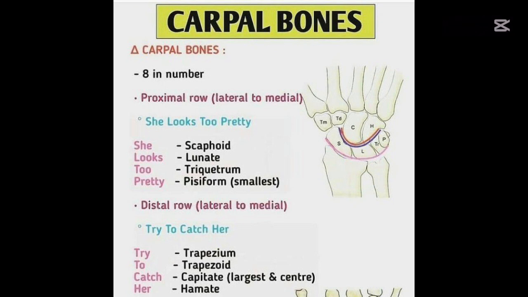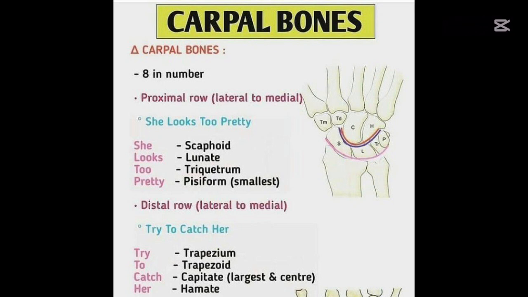Now in the distal row, you have the trapezium, trapezoid, capitate, and hamate. Try to catch her. "She looks too pretty," proximal row. "Try to catch her," distal row. You get it now? Trapezium, trapezoid, capitate, and hamate.